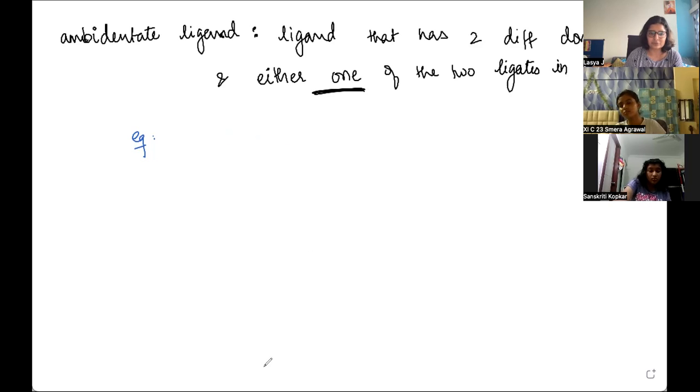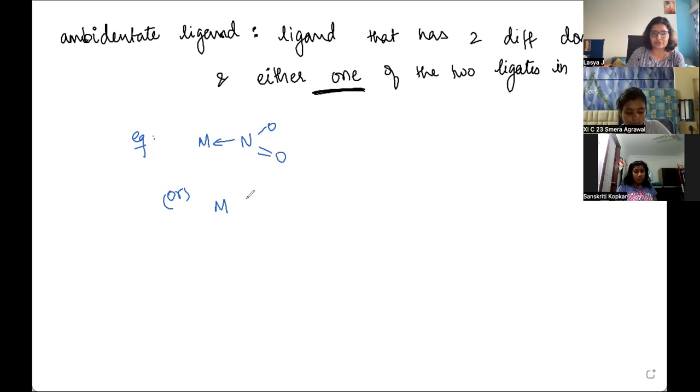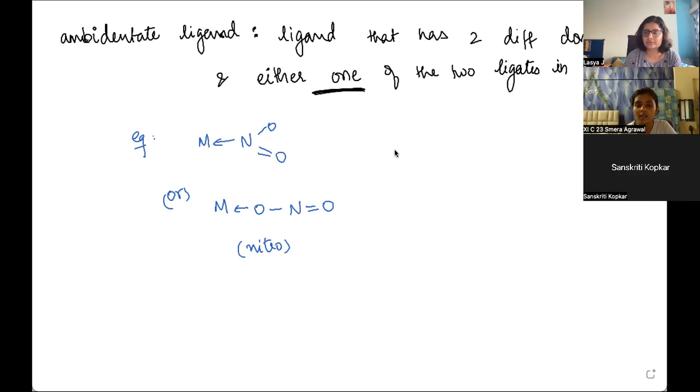So suppose we have the nitro group. It can link from the nitrogen atom, or it can link from the oxygen also. So nitro is an example. But what will be the specific factor for that? Like, how will we know?